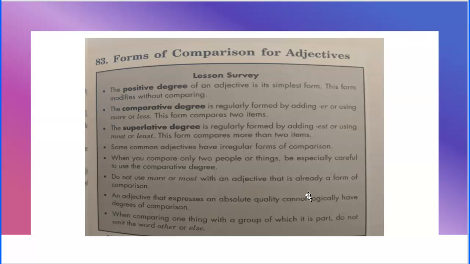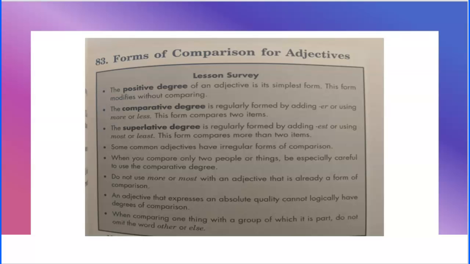When you compare only 2 people or things, be especially careful to use the comparative, the ER, for just 2 people. Do not use more and most with an adjective that is already in its form of comparison. So don't add more and most unnecessarily. And then an adjective that expresses an absolute quantity cannot logically have degrees of comparison. We'll look at that.